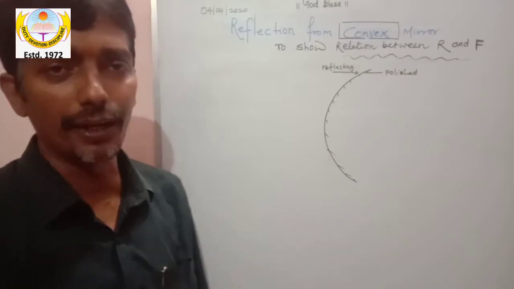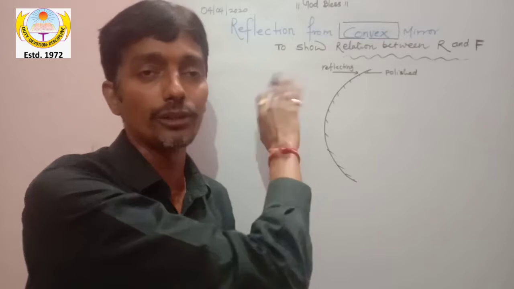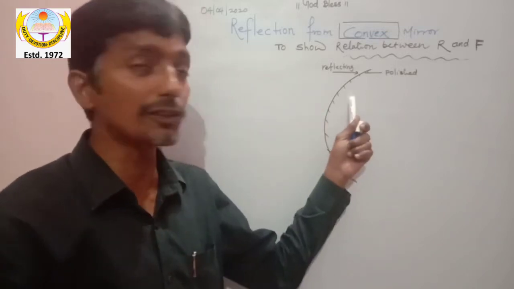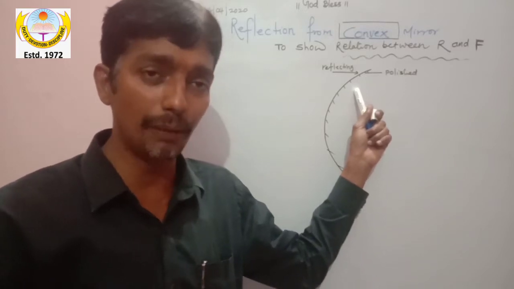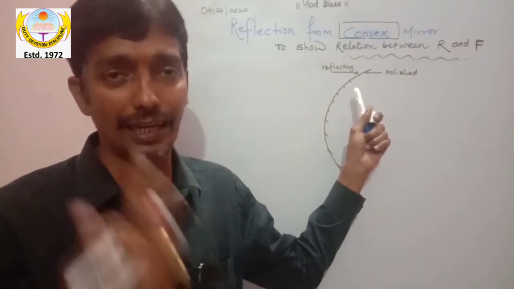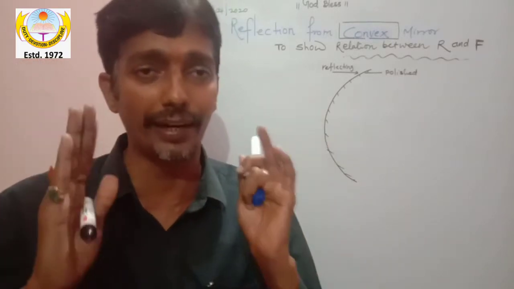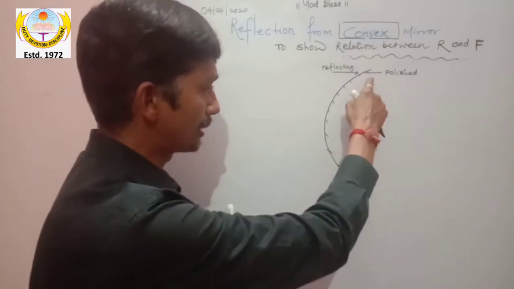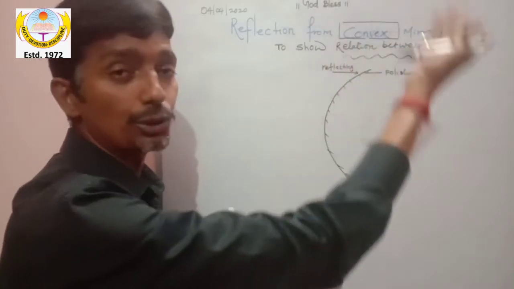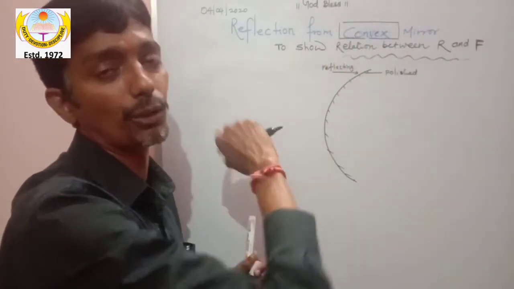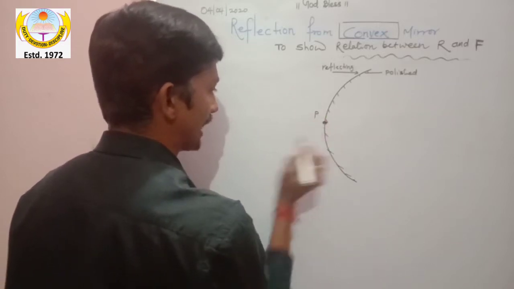Earlier we have done concave mirror where the outer one is polished and inner surface was reflecting. But in the case of convex mirror, the inner surface is polished, right? Please make a note of this through my video, through my lecture. What is concave, what is convex? Those students who don't know, even right now this also. So the convex mirror, the inner is polished, the outer is reflecting, whereas in concave, the outer was polished and inner was reflecting. Okay.